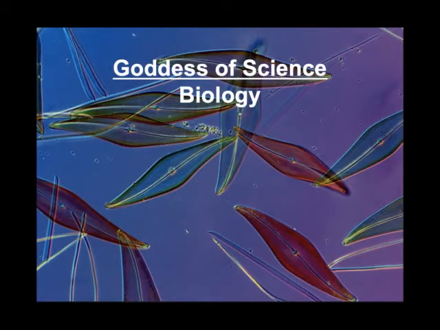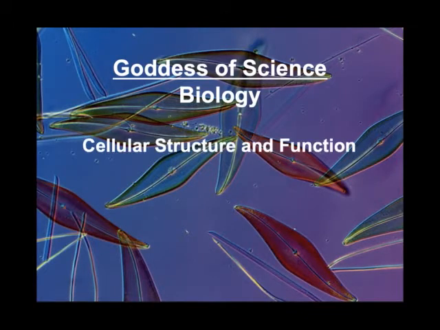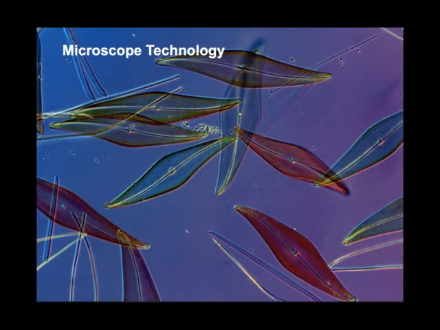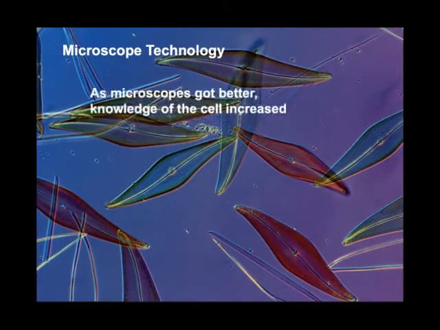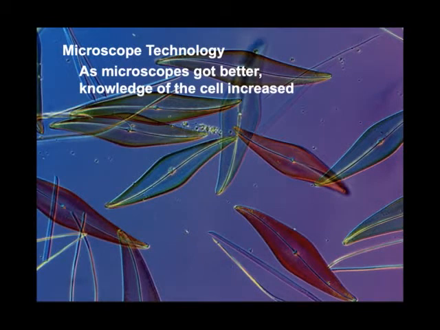This is Goddess of Science Biology, and in our cellular structure and function series, this is part 2, microscope technology. So, microscope technology: we couldn't find cells, we didn't know about cells or anything about them until the microscope got invented. And kind of the mantra here is as microscopes got better, the knowledge of the cell increased.